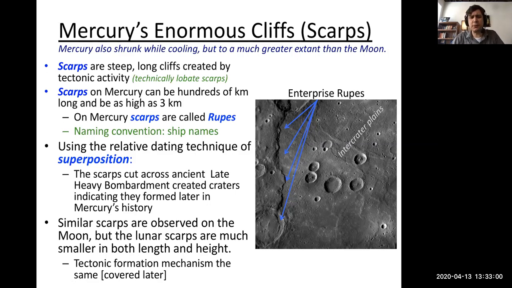Now, these scarps are not unique to Mercury by any means. We saw these on the moon as well, and it was evidence that the moon is shrinking. We're going to make the same logical argument here, except we're going to see that Mercury has shrunk significantly.